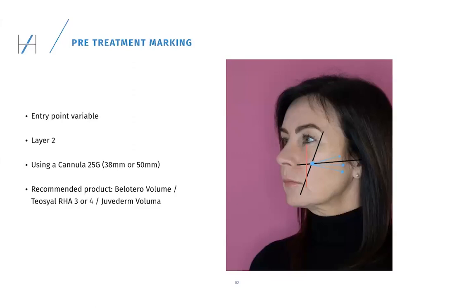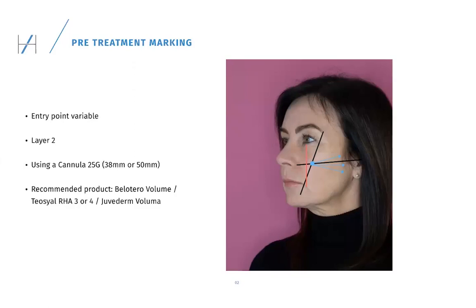Again, as you can see on here, you go in at the apex, or you can go a little bit lower. It doesn't really matter as long as your cannula length reaches the back of the shadowing you're trying to reach, the hollowing. Pop in the cannula, push through into layer 2. You should be able to see the outline of the cannula in this space when you're doing this, and you can slowly do some retrograde threads in this zone.